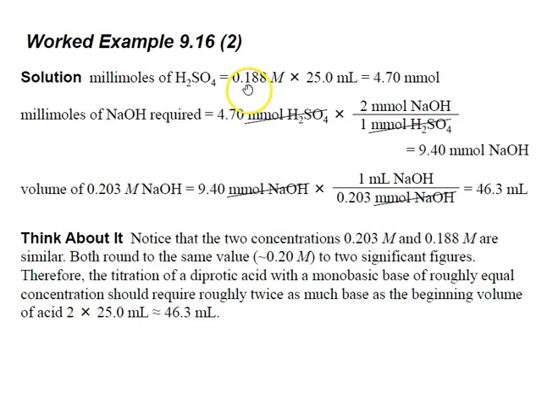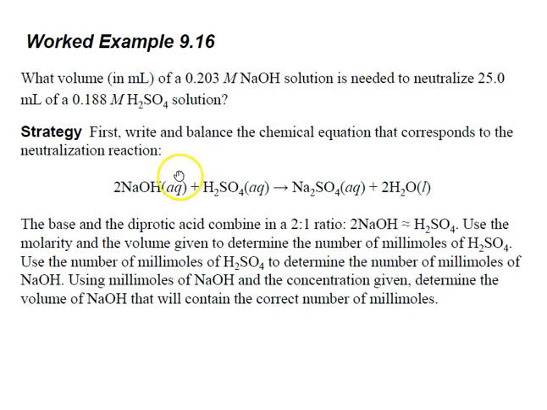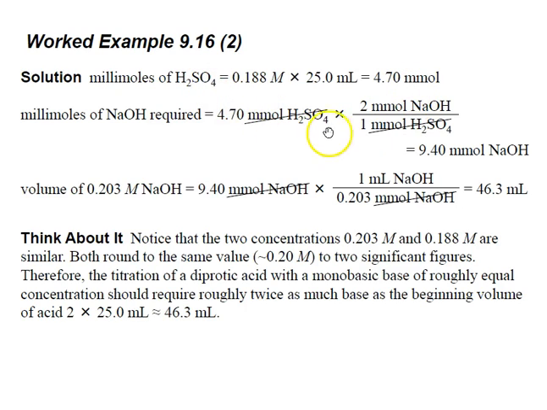So we take our concentration, 0.188, multiply by 25 milliliters, and then just peeking back at these numbers, here's our 0.188 and 25 milliliters, and then here's our other concentration. So this would come out to be 4.70 millimoles. This is moles per liter and milliliters. If we put this in milliliters, then we're going to get out millimoles.